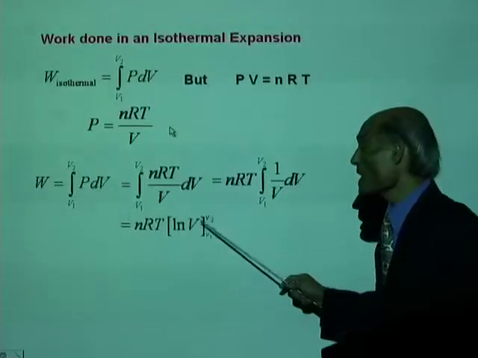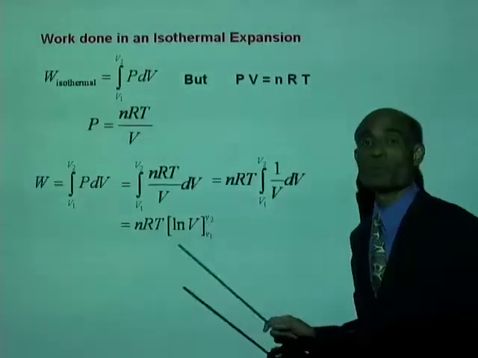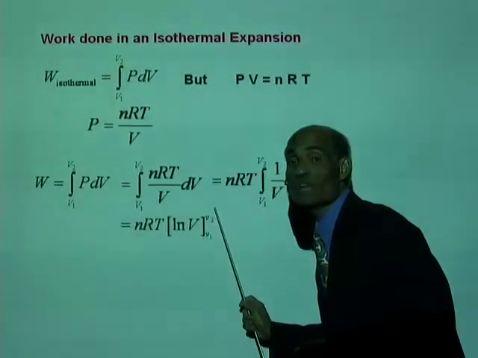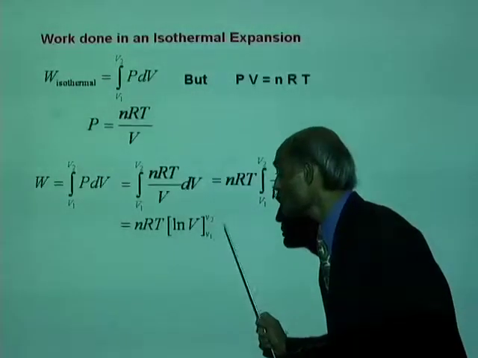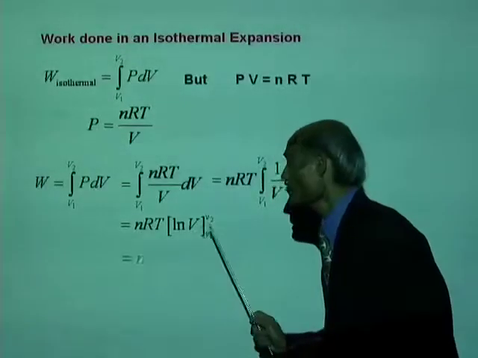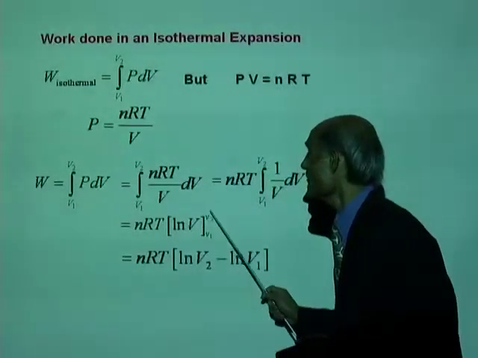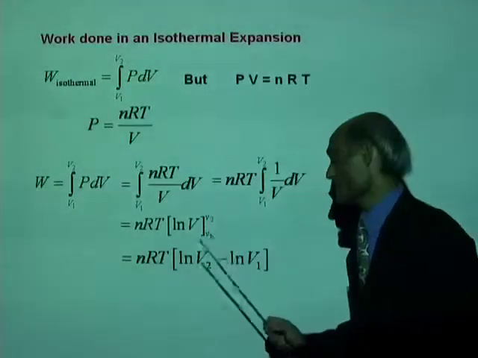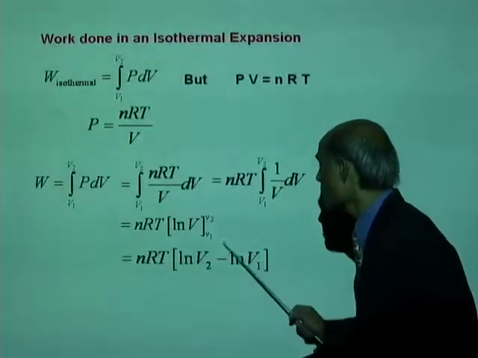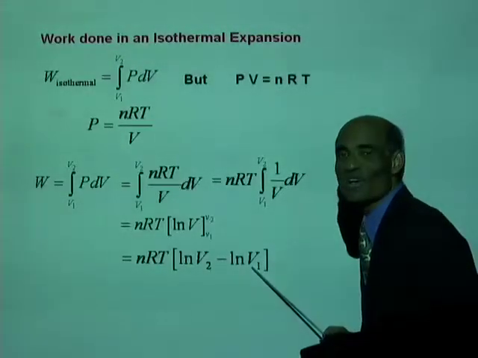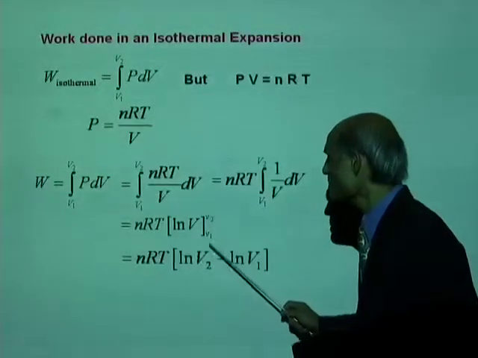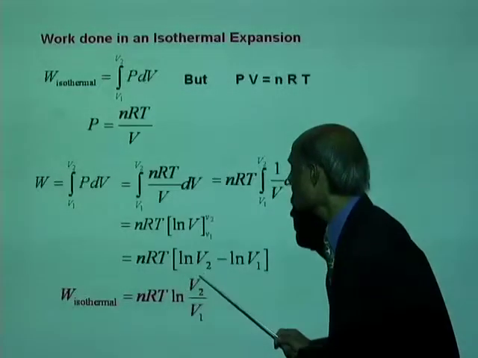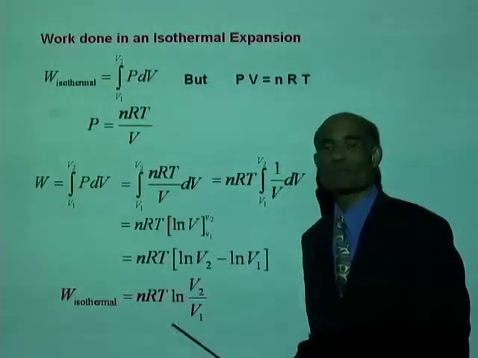Lower limit is V1, the upper limit is V2. What do we now do? Set V equal to V2, the upper limit, and then minus set V equal to V1. That will be nRT ln V2 minus ln V1. And use the properties of logarithms to write this as a single ln quantity. What is ln V2 minus ln V1? That will be ln of V2 divided by V1.